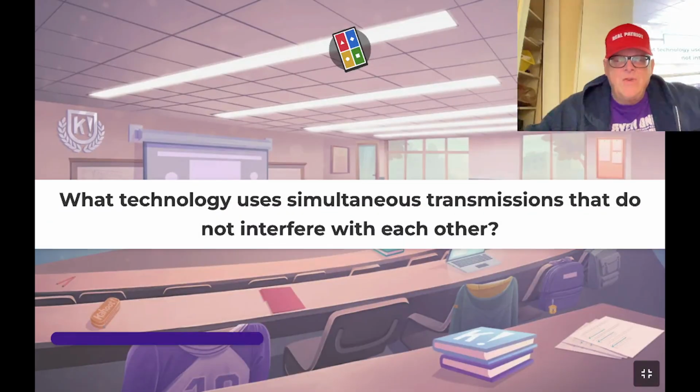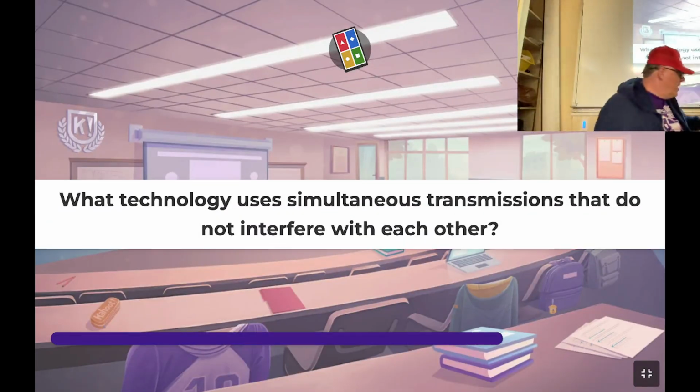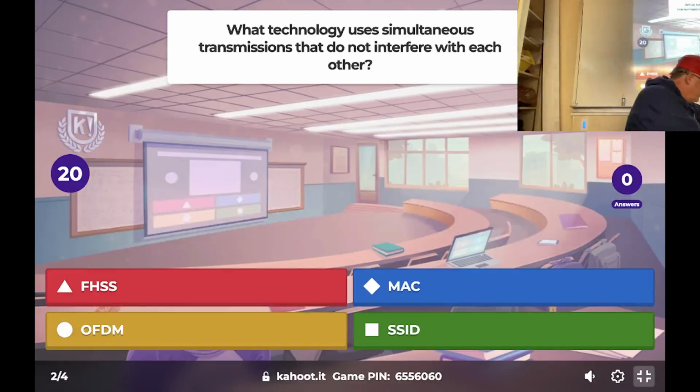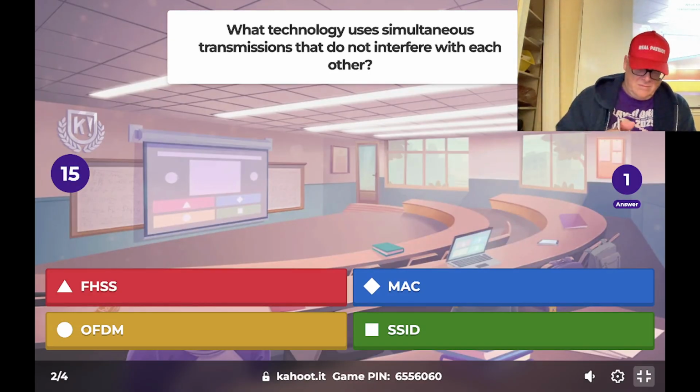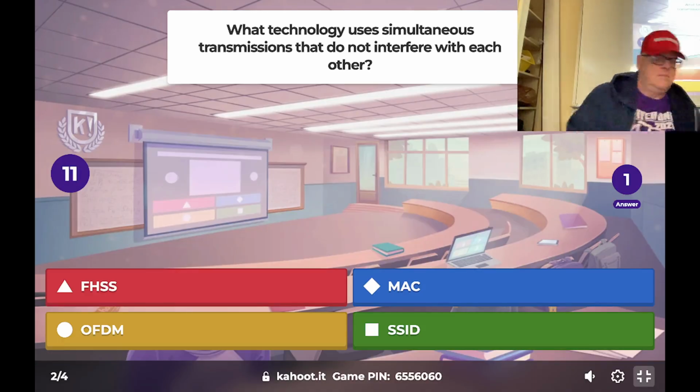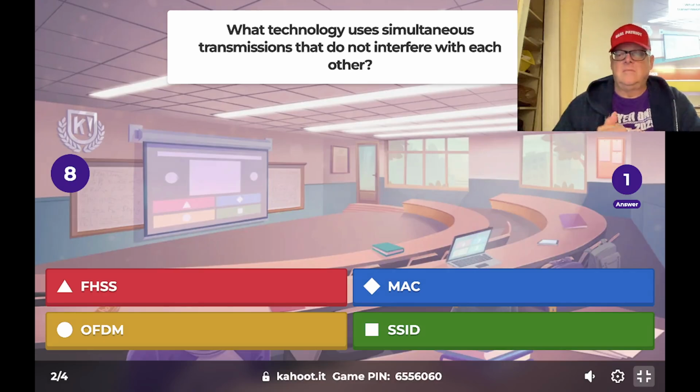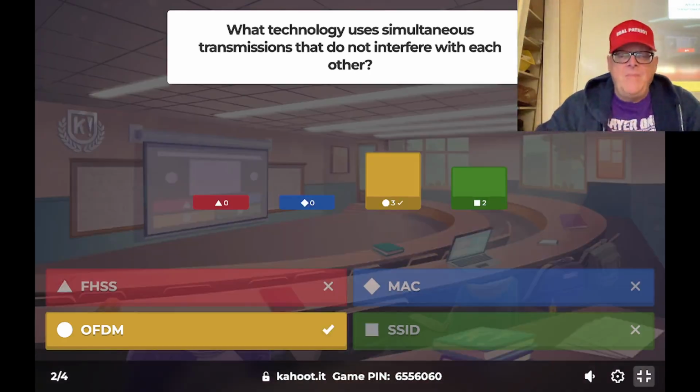All right. Which technology uses transmissions that do not interfere with each other? Yep, those are orthogonal frequency division multiplexing. They call the transmissions orthogonal because they don't interfere with each other.